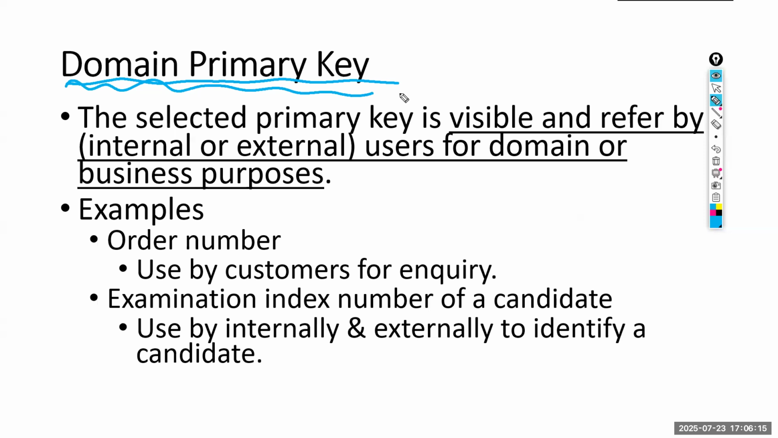Okay. For example, use NIC, National ID card number. If you use NIC to uniquely identify a person, that is a domain key because we use the NIC number. You write it in different places. When you go for an exam, sometimes they ask you to write your NIC. So if you use it in day-to-day activities, and if the user is supposed to know the value, it's a domain primary key.